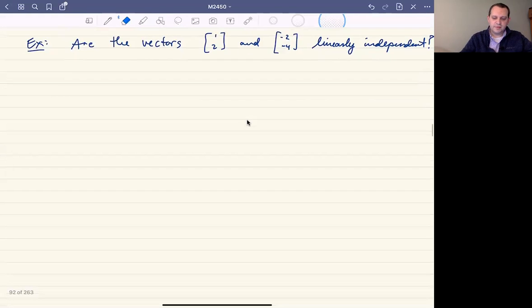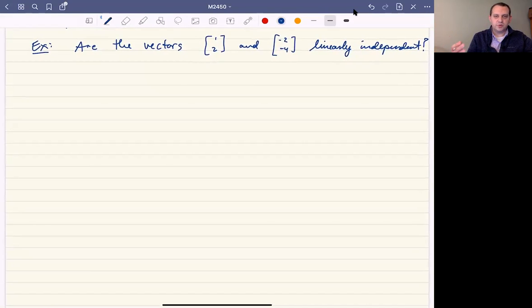Okay, in this example, I want to talk about how to actually work with some explicit vectors and figure out whether or not they're linearly independent. So what we're going to do is start with this example. Let's think about these two vectors, (1, 2) and (-2, -4). These are both vectors in R2. I'm thinking of R2 as column vectors now for whatever reason, but that's fine. And I want to know, are these linearly independent?